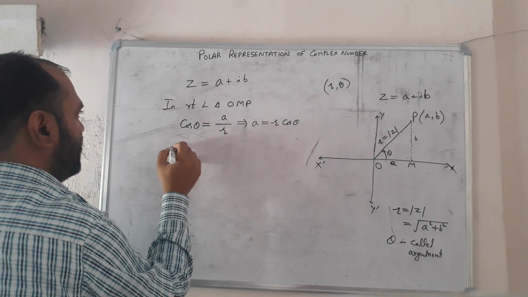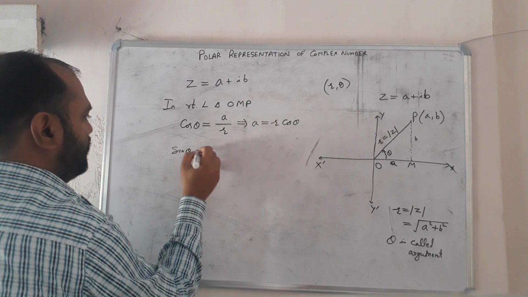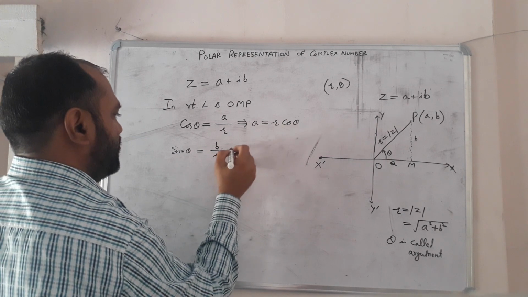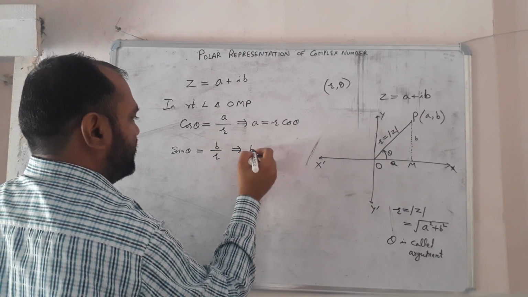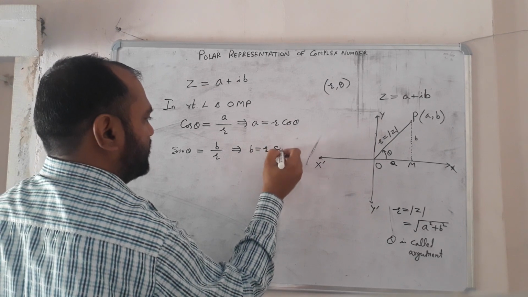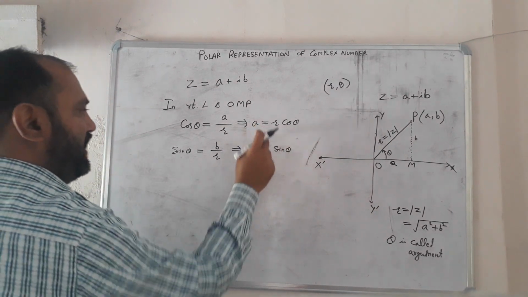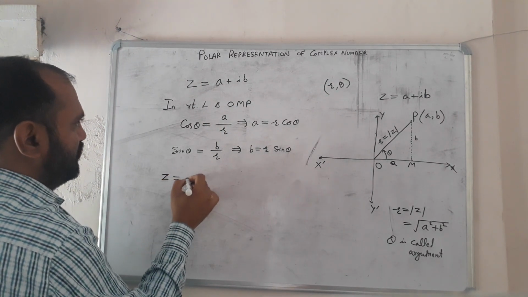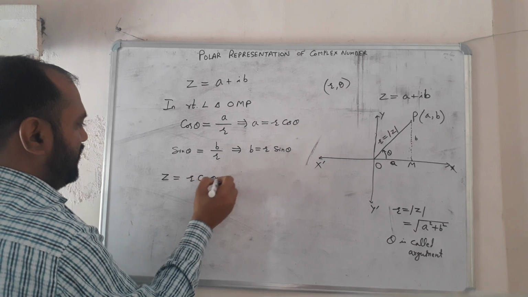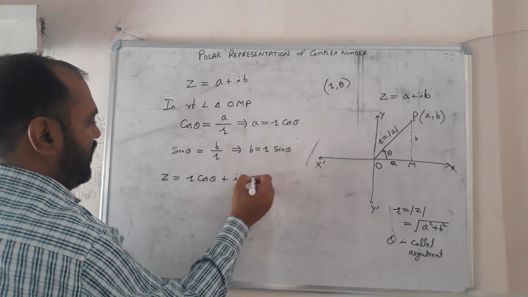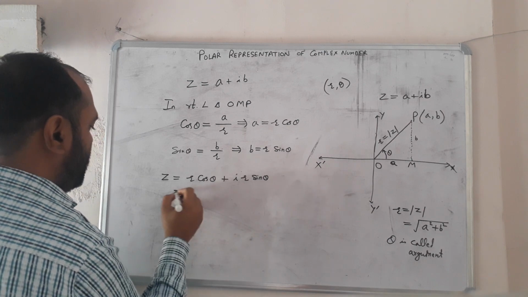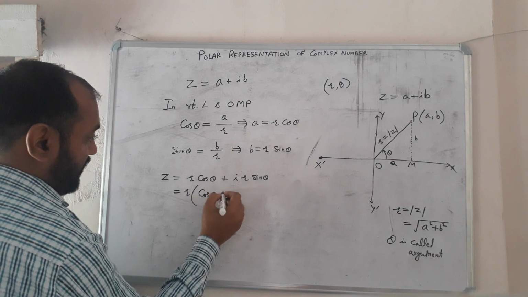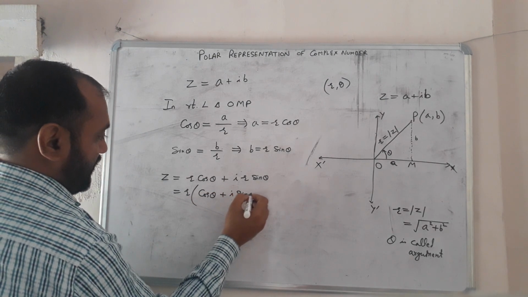Similarly, sin theta is equal to perpendicular upon hypotenuse, that is b upon r. So by cross multiplying, we have b is equal to r sin theta. So now we put the values of a and b in this complex number. We get z is equal to r cos theta plus iota r sin theta. R is common, let us take r common. So we have r (cos theta plus iota sin theta).